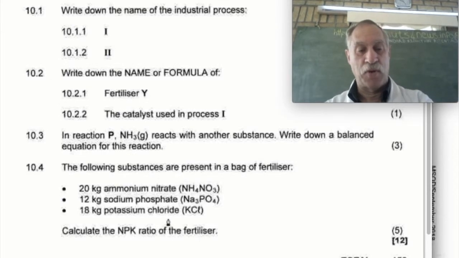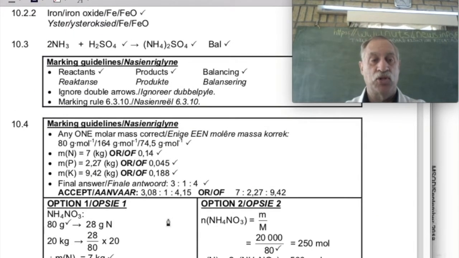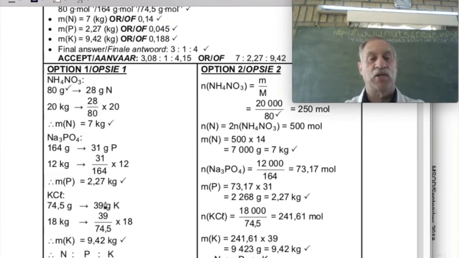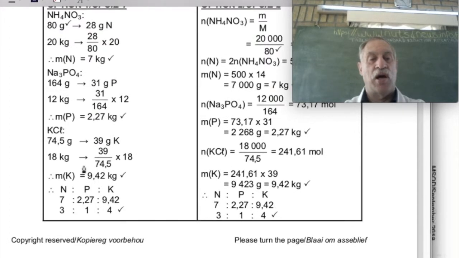So, going back to the memo, you'll see that they've also done that. They've worked out the molecular mass of that is 80. And they know that of that, 28 grams is nitrogen. So, of the 20 kilograms of that ammonium nitrate, they have 28 upon 80 times 20, which is 7 kilograms of that is actually nitrogen. So then when they work it out, they find 2.27 kilograms of that is phosphorus, and they work out that 9.42 kilograms of that is potassium by the same means.